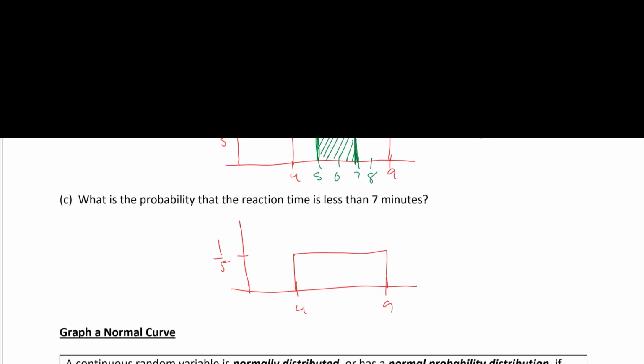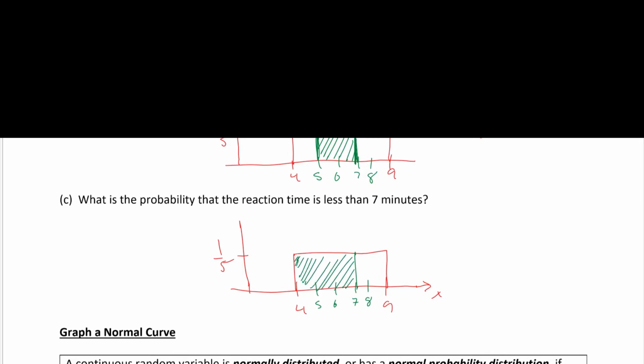Here's 1 out of 5. These are our x values. All right, less than 7 minutes. So again, if I would do like 5, 6, 7, 8, 5, 6, 7, 8. Here's 7, less than, so that's to the left, right? Now, it doesn't go all the way to, I guess, negative infinity. It just goes to where this function exists. So it goes from 4 to 7.